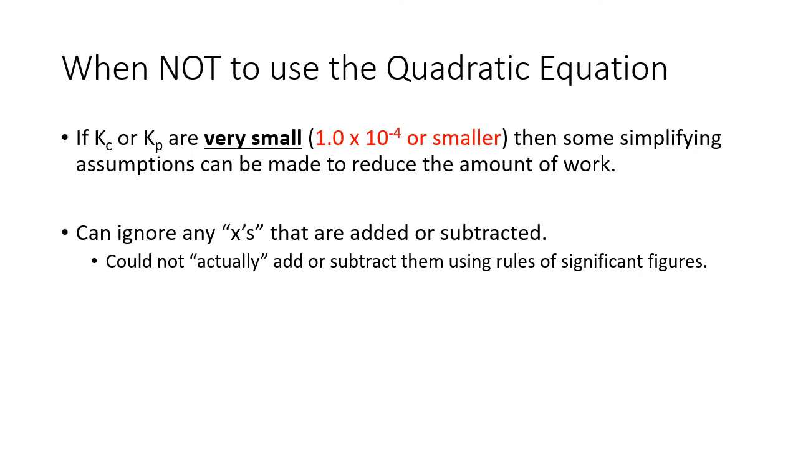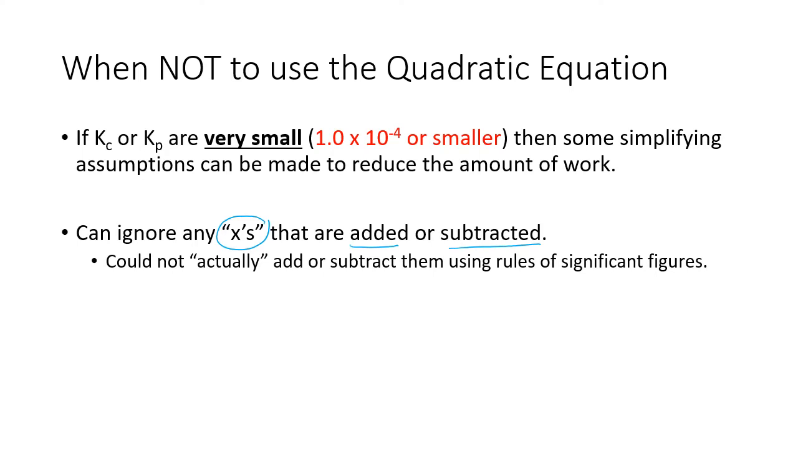There are some situations where you can avoid using the quadratic equation. If the value for K sub C or K sub P is very small, typically on the scale of 1 times 10 to the negative fourth or smaller, then we can make some simplifying assumptions to avoid using that quadratic formula. Essentially, we will end up being able to ignore any x's that are added or subtracted in our equilibrium expression. And this is because, according to significant figures, we wouldn't really be able to add or subtract them anyways, because the value that we would get for the change in the concentration of the reactants would be so small that we couldn't subtract it from the initial concentration.